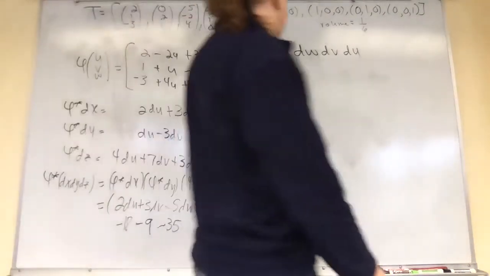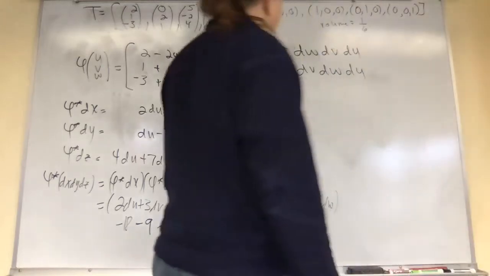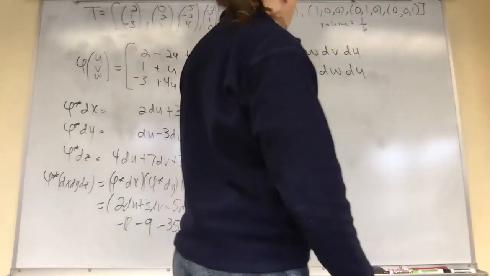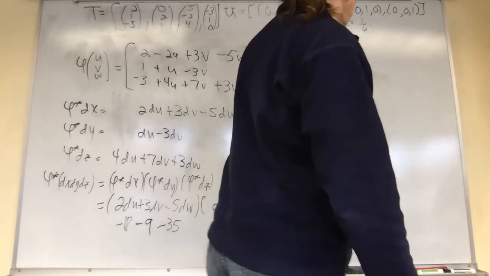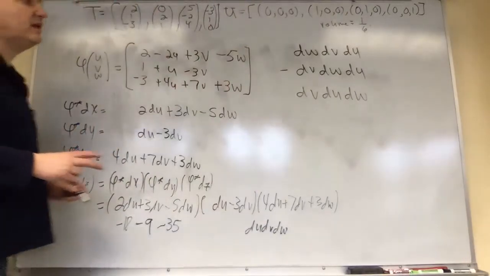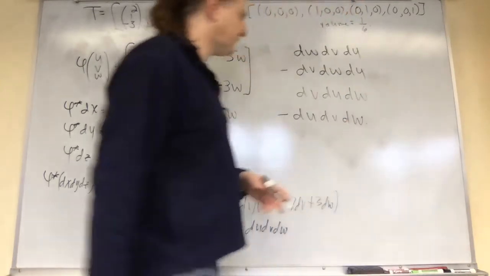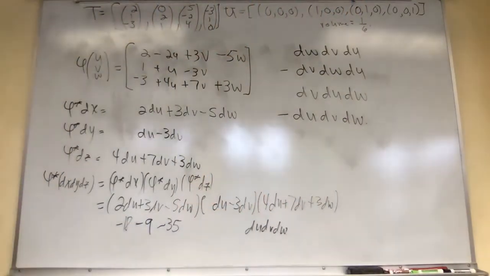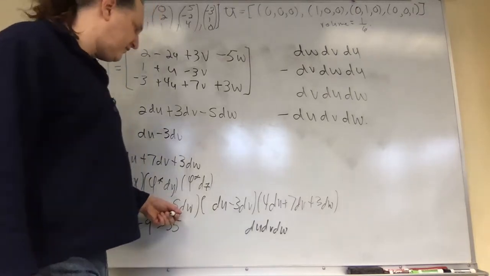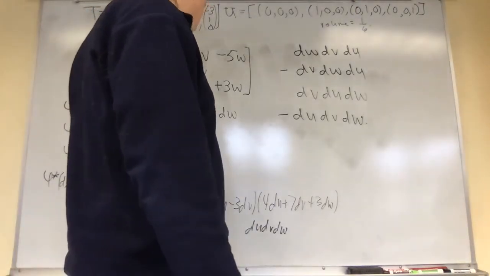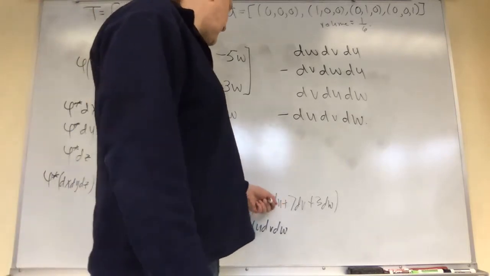WVU is negative dV dW dU. I switch the first two, is positive dV dU dW. I switch the last two, is negative dU dV dW. So apparently we will have an extra negative sign out of all of this. We have negative 5, which are we doing? W, V, U. Negative 5, negative 3, positive 4.